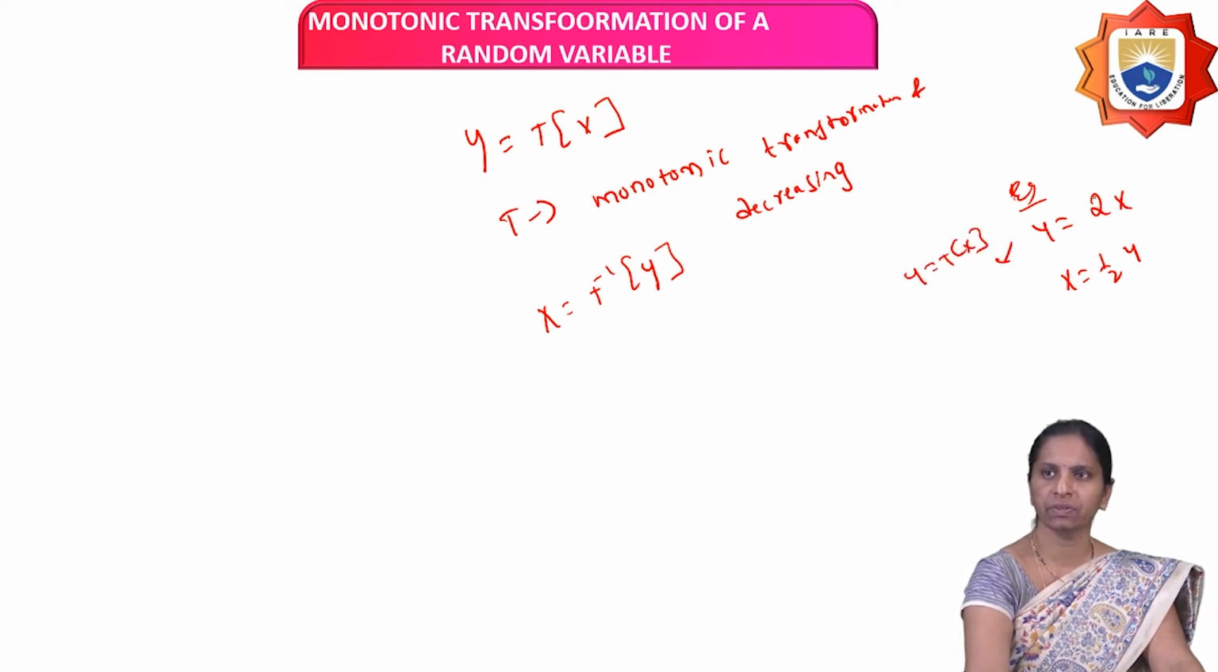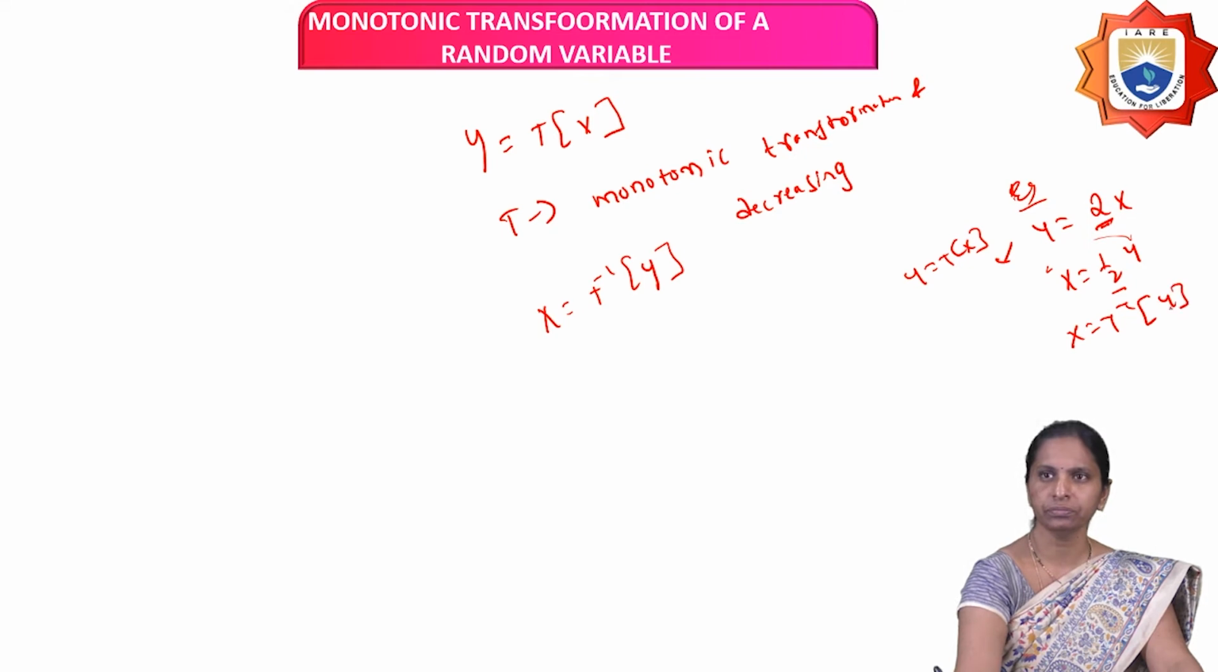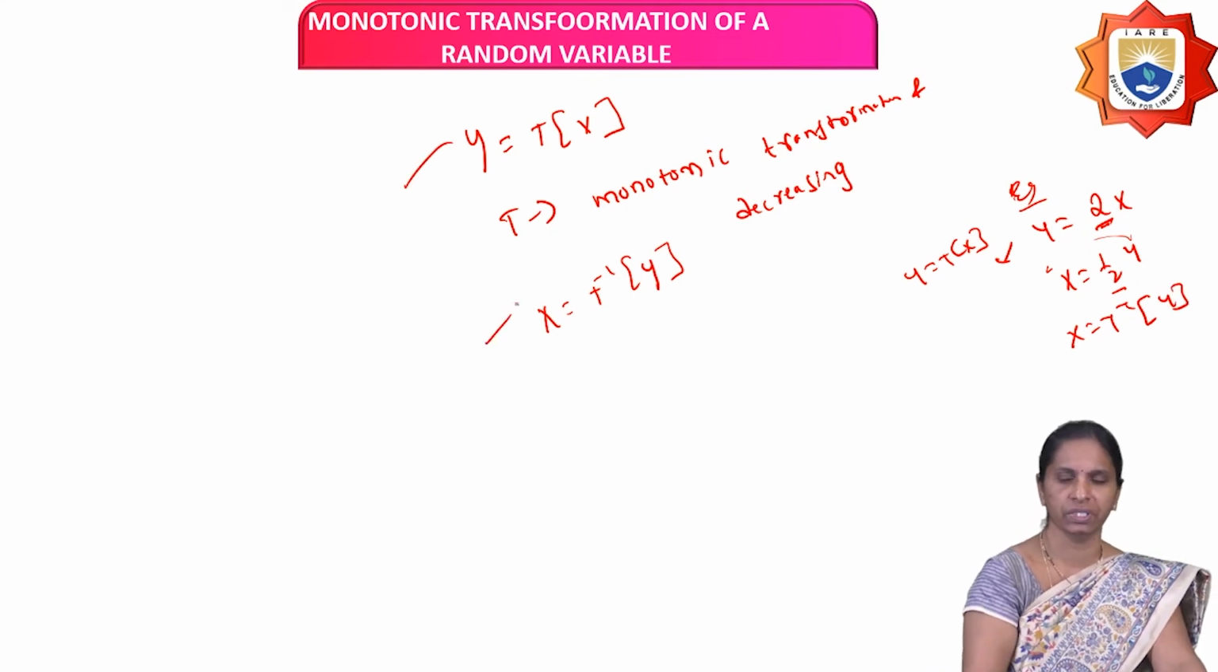By multiplying x with 2, I get y. How do I get x? Here multiplication is done, and to get the original value, we divide the transformed random variable by 2. Therefore, here multiplication, there division, nothing but the inverse operation. By performing the inverse operation on the transformed random variable, you get the original random variable x. That is the meaning of these two representations.